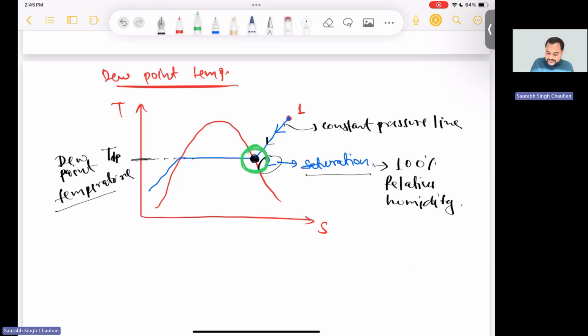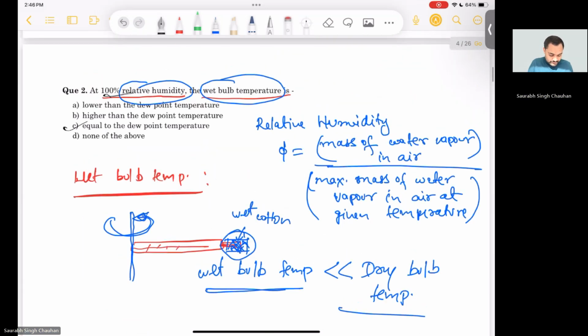This is 100% relative humidity, and wet bulb temperature will be the same as dry bulb temperature because there is no evaporation. Since we are on this saturation line, this dew point temperature and wet bulb temperature will be basically the same. So the answer should be equal to the dew point temperature. Okay, I hope this is clear.